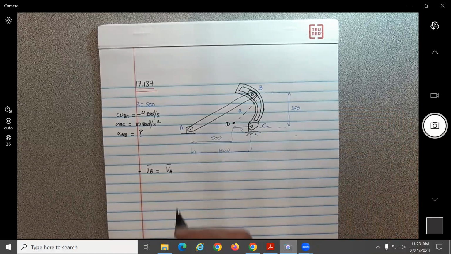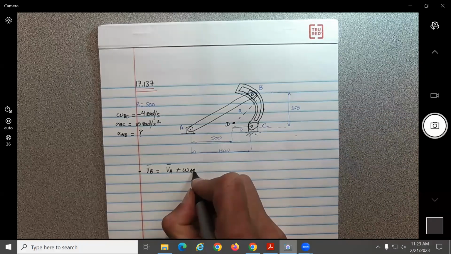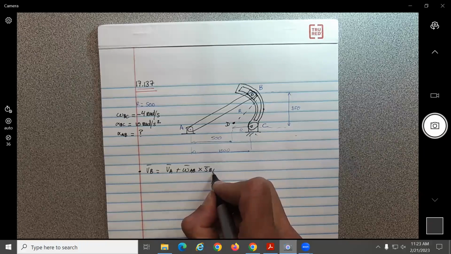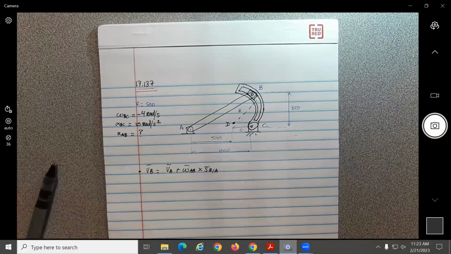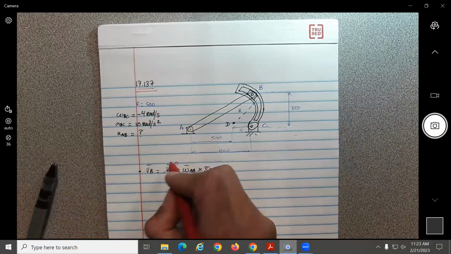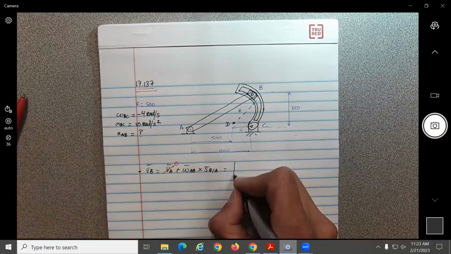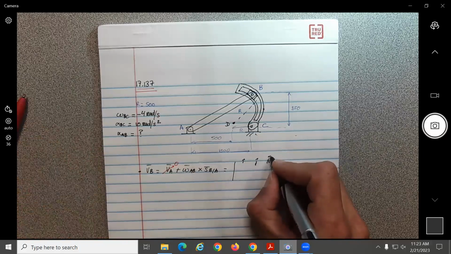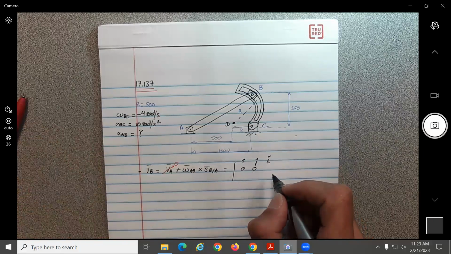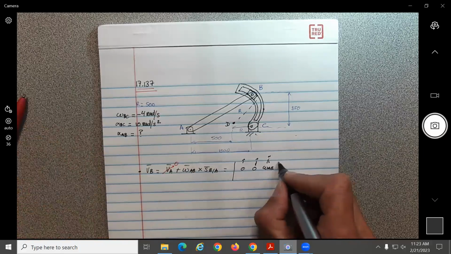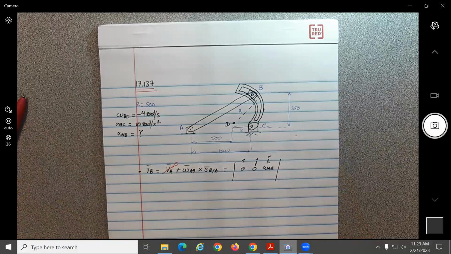There are no relative terms, so it will be VA plus omega AB cross the position of B with respect to A. What is VA? 0. So you get IJK of 0, 0, omega B is the unknown. What is the position of B with respect to A? Is it known, or do we need to calculate that? It's known. It's 1,000. AB is known or AC is known? We know the positions of all of them.